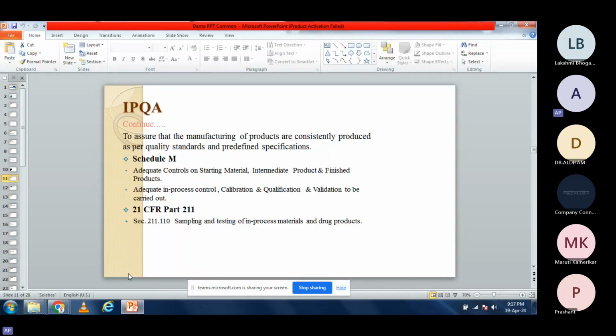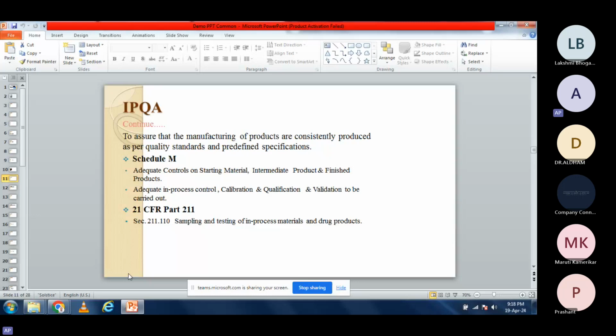When we talk about the regulation, any product which is going to be delivered in a particular country, that country has its health authorities which regulate the medicines or the import of medicines in their country. Schedule N deals with India. 21 CFR 211 deals with the United States. So what do they expect? They expect adequate controls on starting material, intermediate products, and finished products.